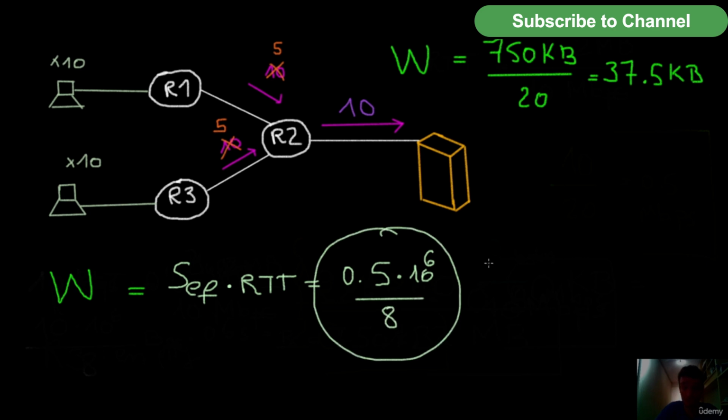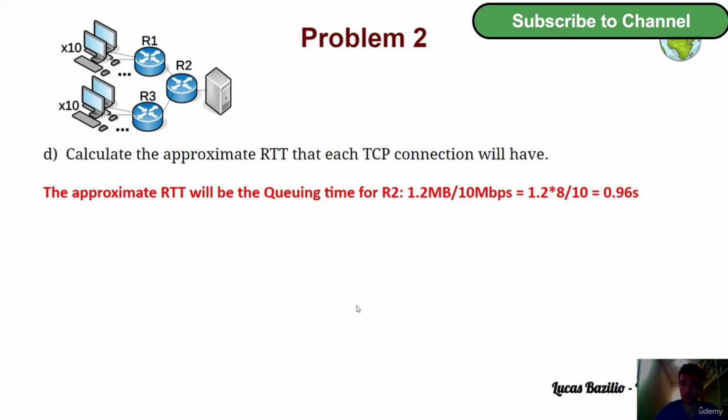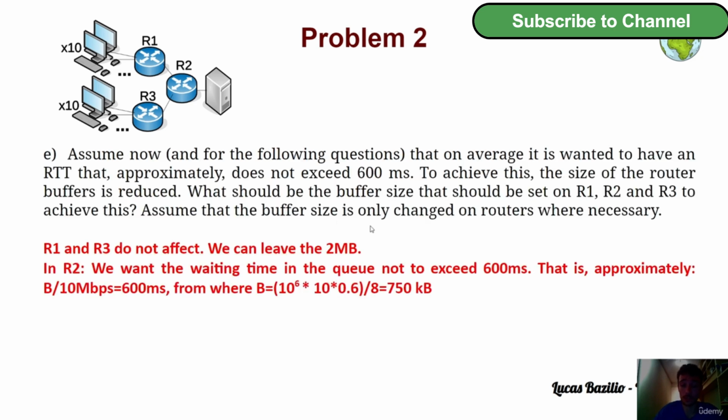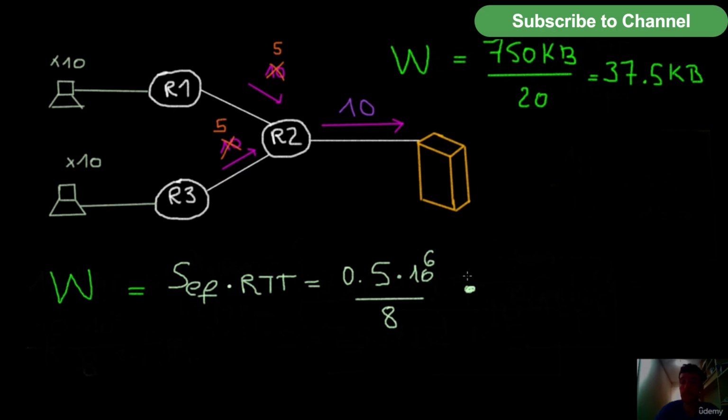Now we have this value in bytes per second, and all of this we multiply by the round trip time. We already saw on question E that the round trip time was 600 milliseconds, which is the same as 0.6 seconds. Here we don't want the round trip time to exceed 600 milliseconds, in this case 0.6 seconds. If we transform the 600 milliseconds to seconds, this gives us 0.6 seconds. So we multiply this by the round trip time, which is 0.6 seconds.